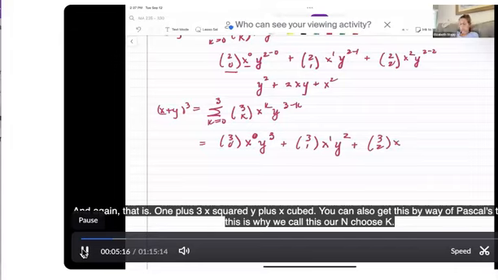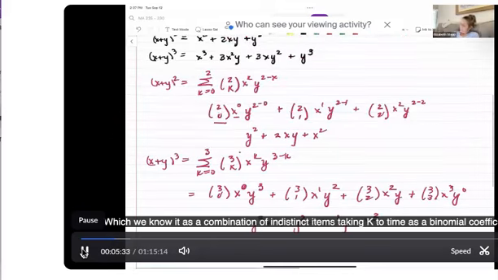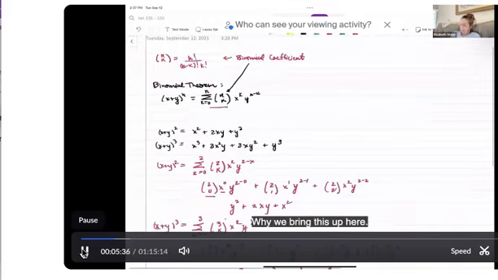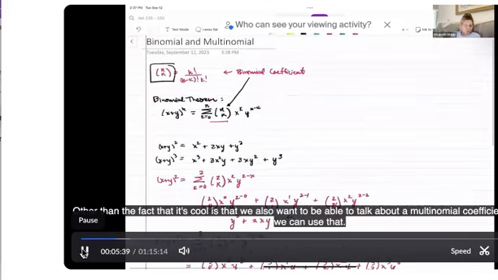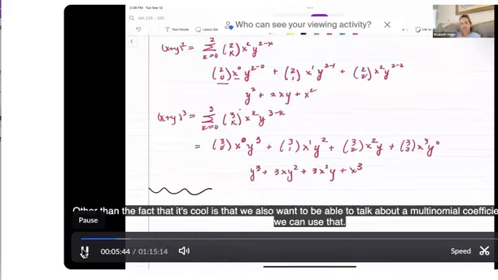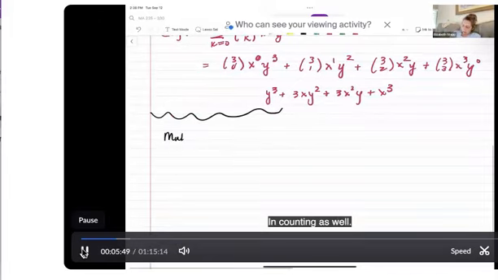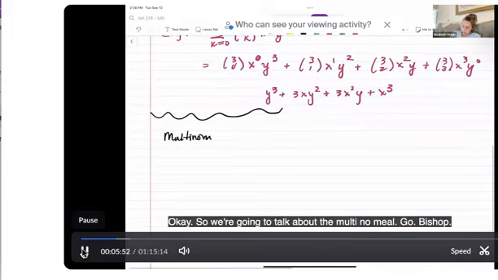You could also get this by way of Pascal's triangle, but this is why we call n choose k, which we know as a combination of n distinct items taking k at a time, a binomial coefficient. Why we bring this up here, other than the fact that it's cool, is that we also want to be able to talk about a multinomial coefficient and how we can use that in counting as well.